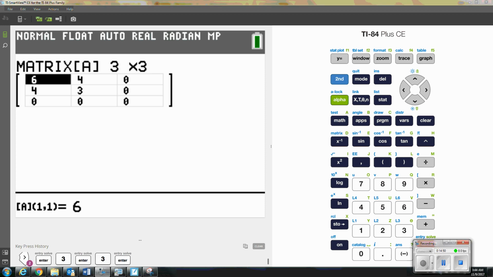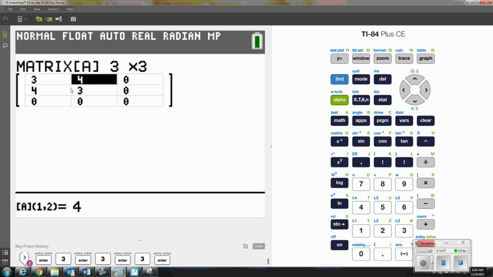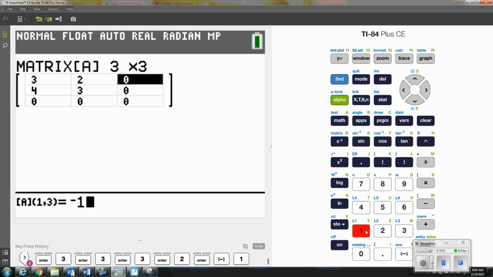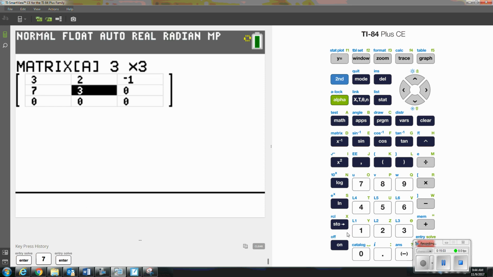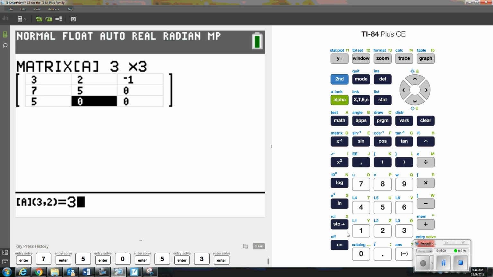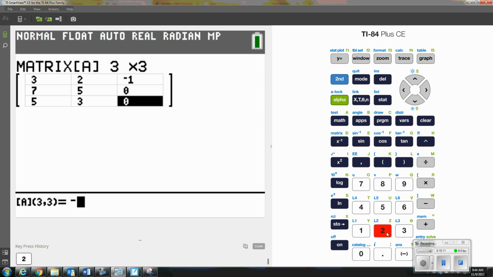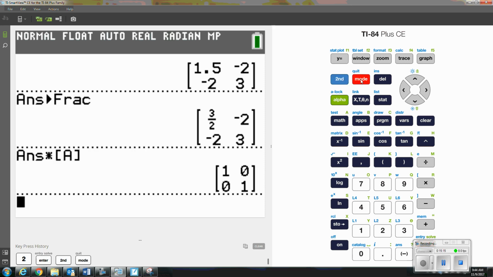Okay, so now we have to actually edit our matrix. 3, 2, -1, 7, 5, 0. And on your note sheet, this may have gotten cut off a little bit, but it should be 5, 3, -2. All right, then we can quit out of our matrix and go back to our home screen.